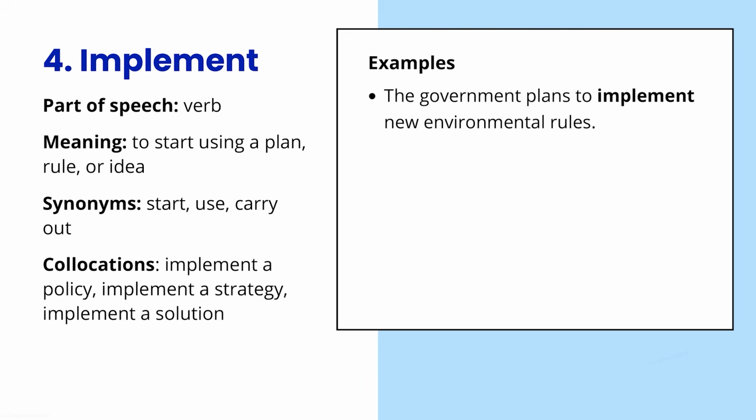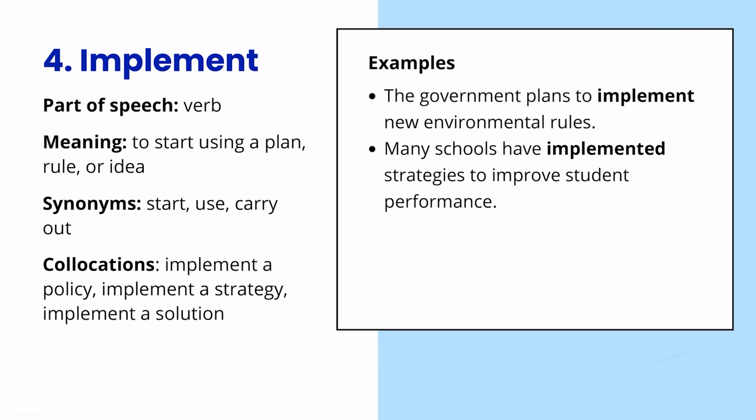The government plans to implement new environmental rules. So this means the government is planning to start using these new environmental rules. Example number 2, many schools have implemented strategies to improve student performance. So that means these schools have started using strategies to improve student performance. Now, make sure you only use implement with things like policies, rules, or strategies. You can't say things like implement work or implement a task.